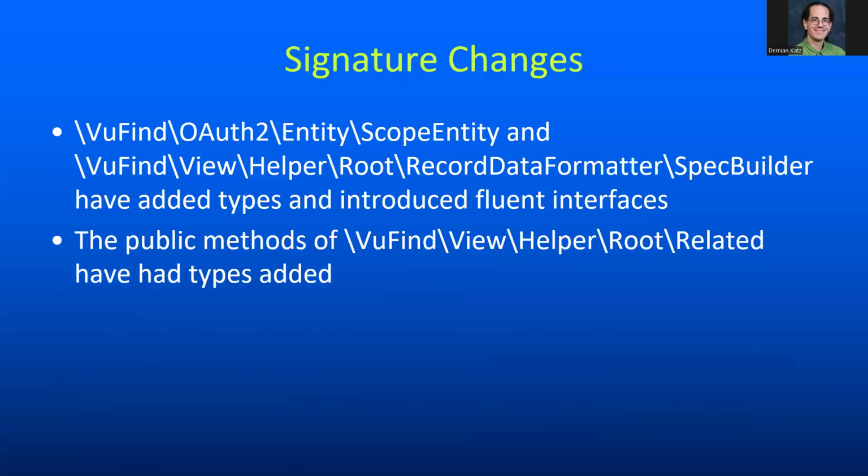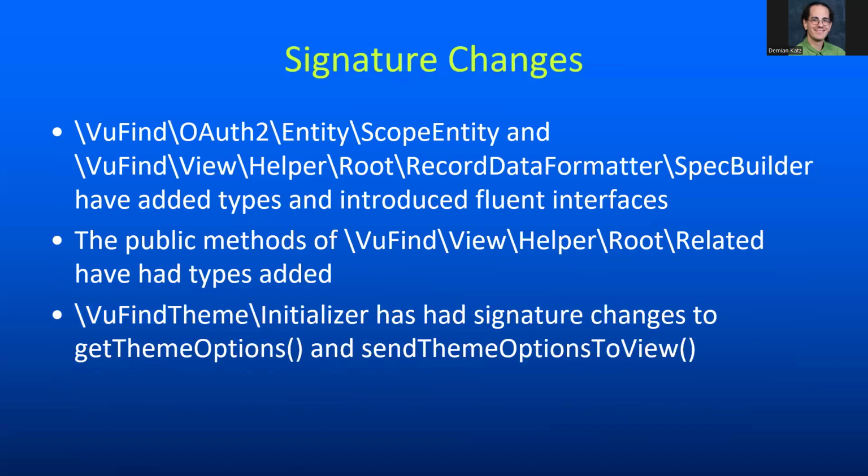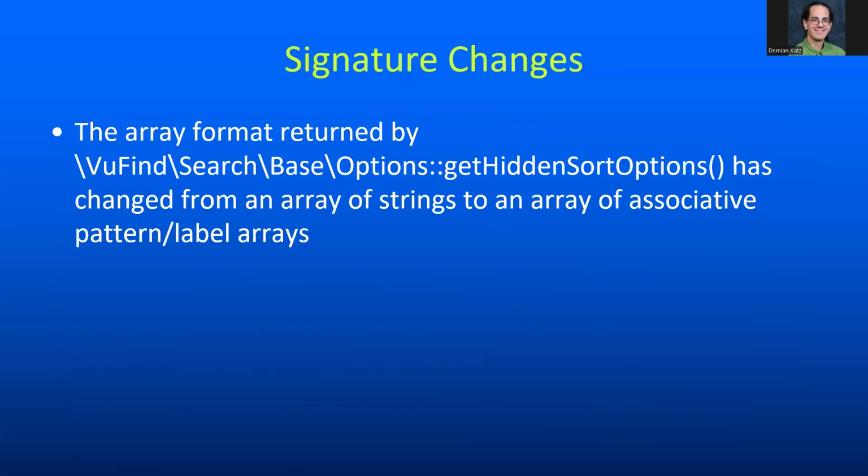The related view helper has had types added to its public methods. The VuFind theme initializer has had signature changes to get theme options and send theme options to view as part of general improvements to the way themes are set up. The array format returned by the base search options classes get hidden sort options method has changed from an array of strings to an array of associative pattern and label arrays.